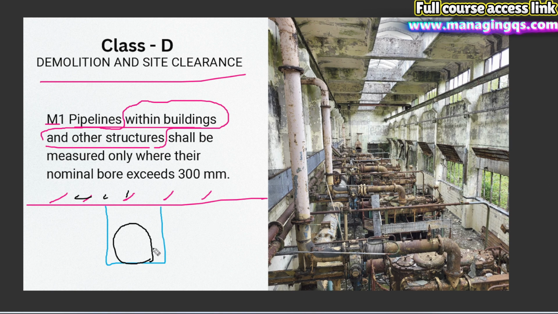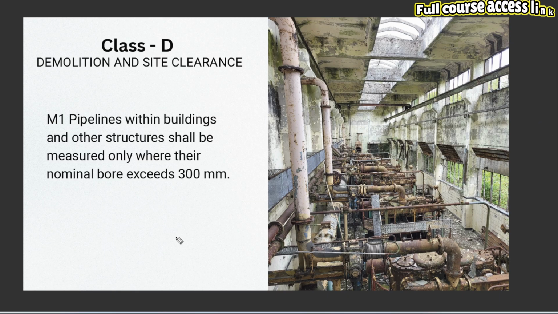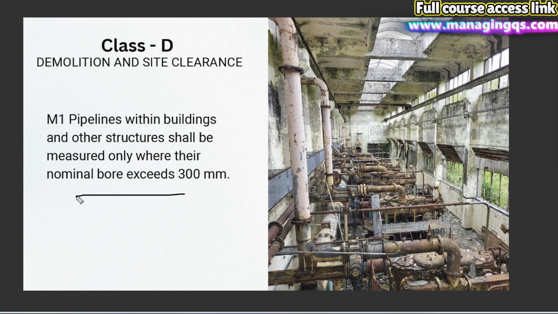In this scenario, imagine there is a new infrastructure project we are going to build. In this land area, there are some existing abandoned or old pipes available. First we have to remove these pipes. If you are going to remove these pipes, you should consider these classes.